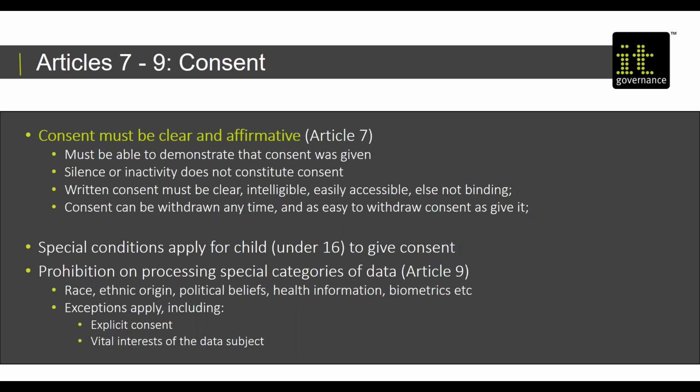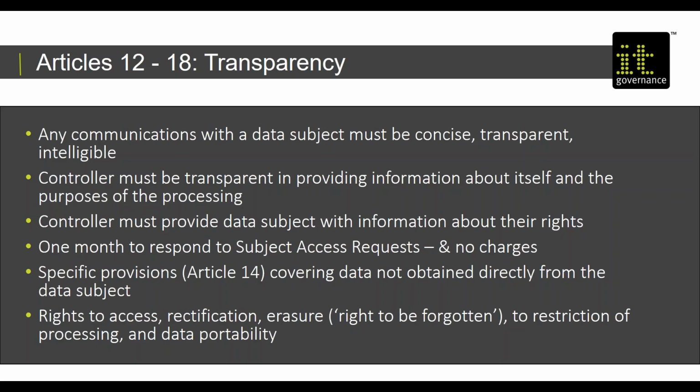Article 9 includes the explicit consent of the data subject, but it also includes vital interests of the data subject. It includes processing necessary to performance of a contract between you and the data subject, and a number of others. So you can potentially have a situation where the lawful basis for processing and the exception to the prohibition are either the same or very similar, but you need to be clear that it's 6 and 9 to process any category of special data. So challenges for many organizations around Articles 7 through 9.